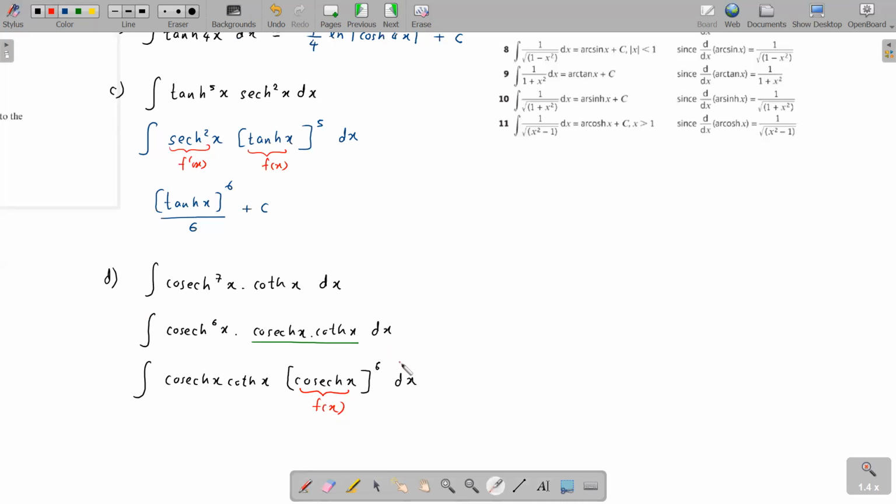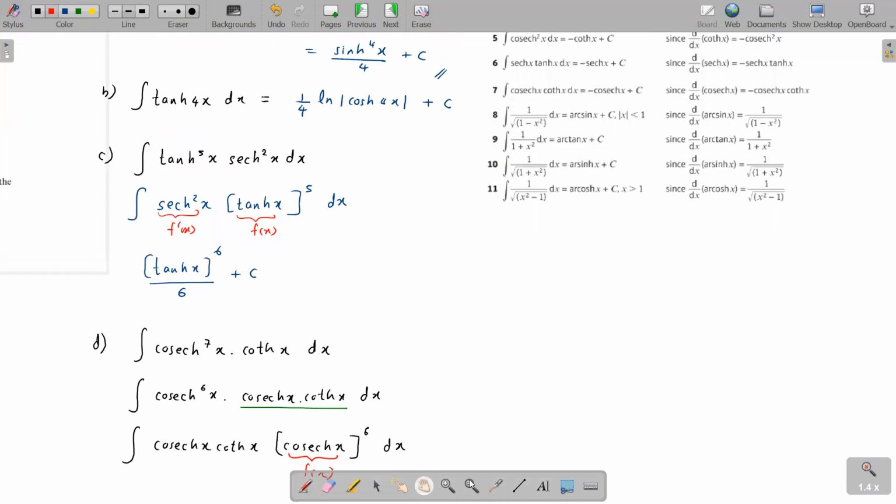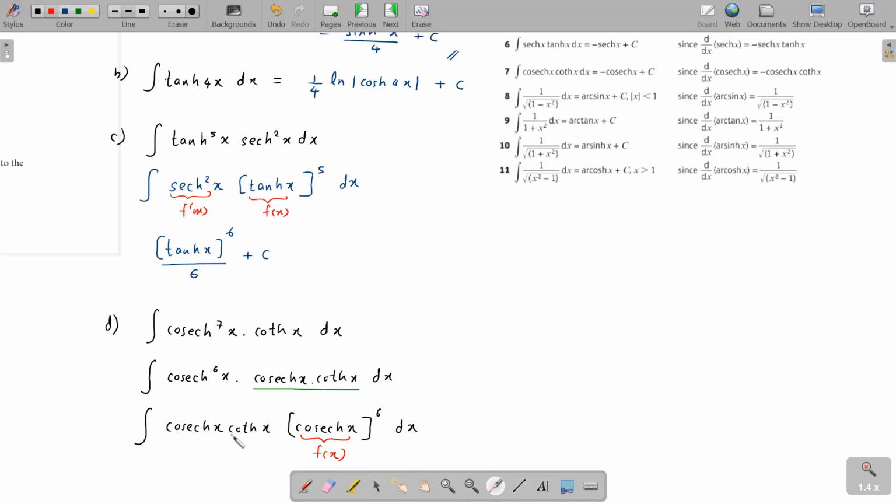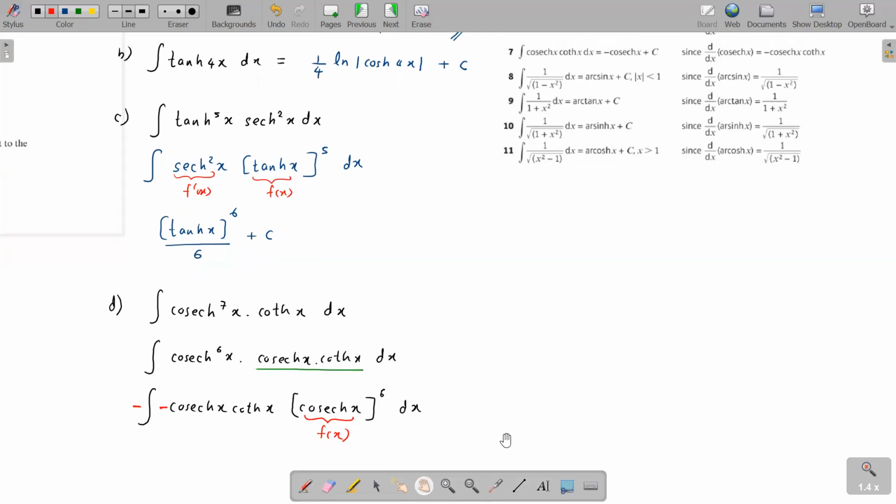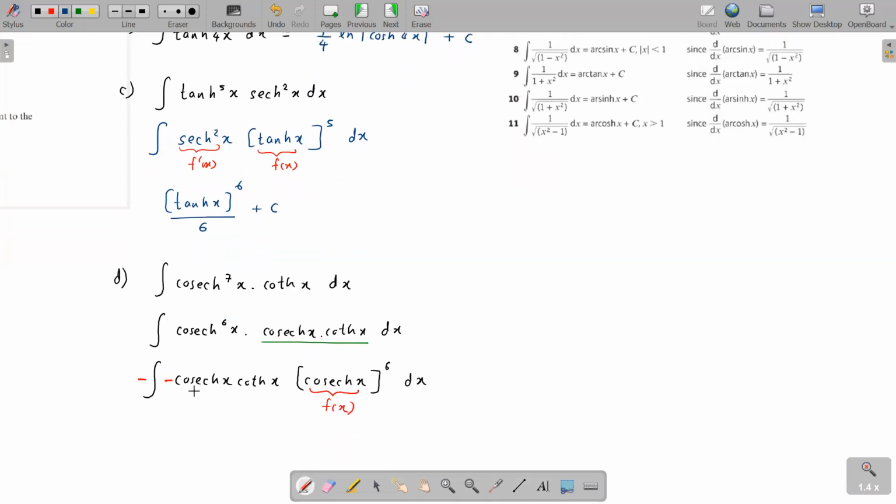This is my fx to the power n. And then f dash x is what you get when you differentiate coshx, right? So differentiation of coshx, can you see it's minus cosh cot? And you can see I have most of the things here. Cosh cot is there. The only thing that's missing is the minus sign. So what I'll do is input a negative sign here, and also put a minus sign outside, because in that way it balances out. Okay. So now this entire thing is my f dash x.